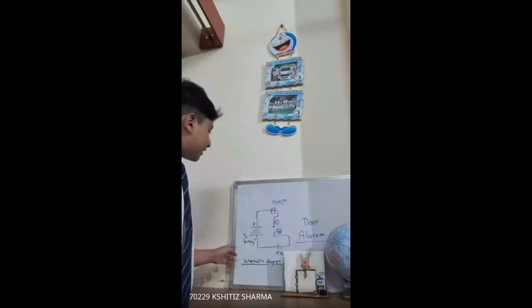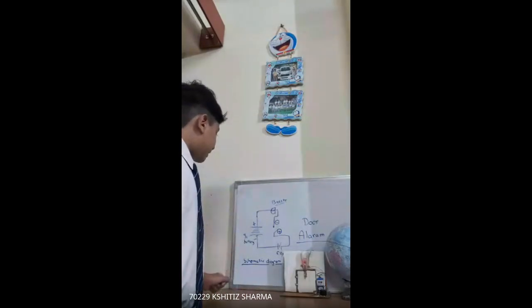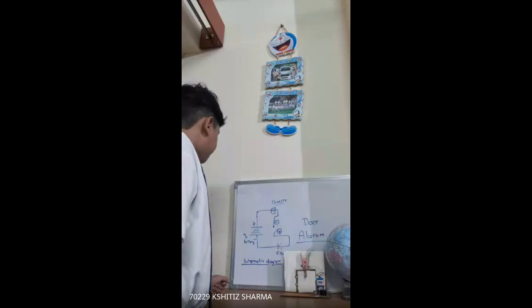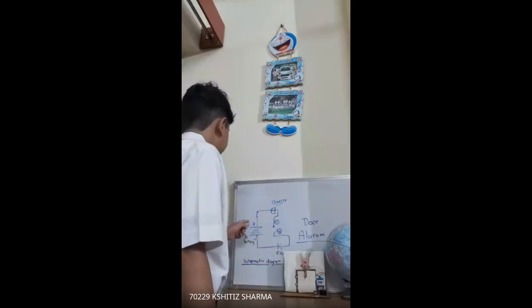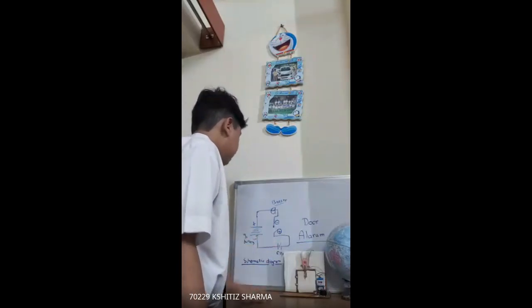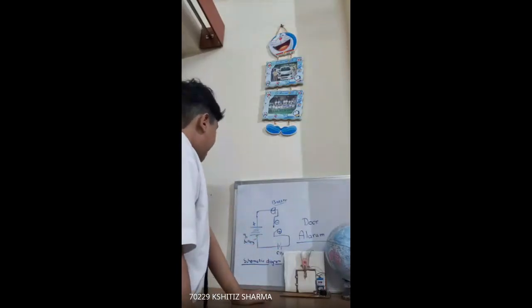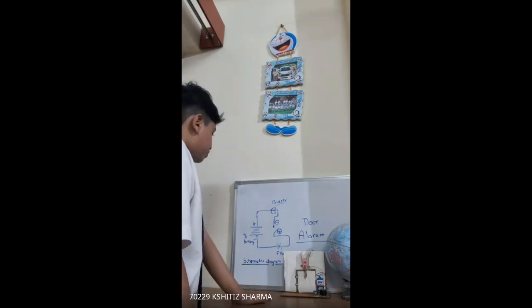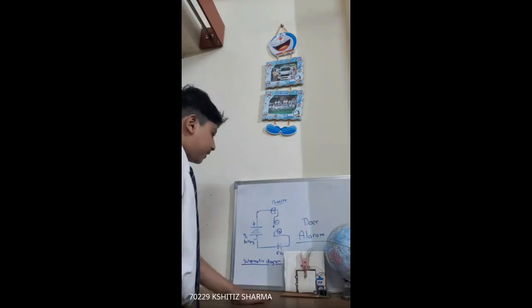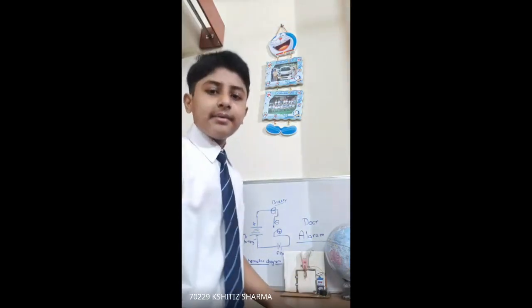This is the schematic diagram of my project. The negative terminal of the battery I have joined with one nail of the clip, and the positive terminal of the battery I have joined with the buzzer, and the negative terminal of the buzzer I have joined with the switch, and the positive terminal of the clip I have joined with the switch. Thank you and have a nice day.